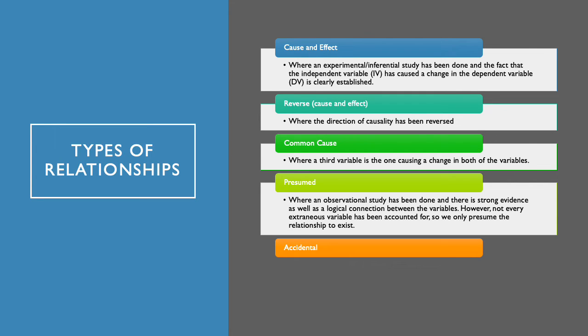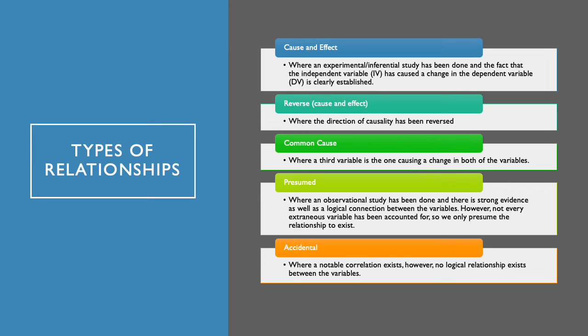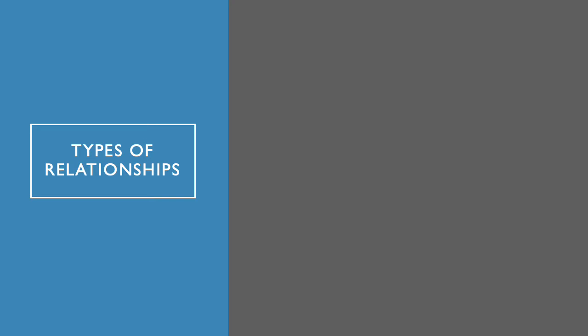And the last one is accidental. That's when the two things show a correlation, but there's no real logical relationship existing between those two variables. They just happen to both be going up, or both be going down, or one going up and one going down, showing a negative correlation. But there's no real reason for it, it just happens to be occurring. So now let's take a look at an example of each one of these.